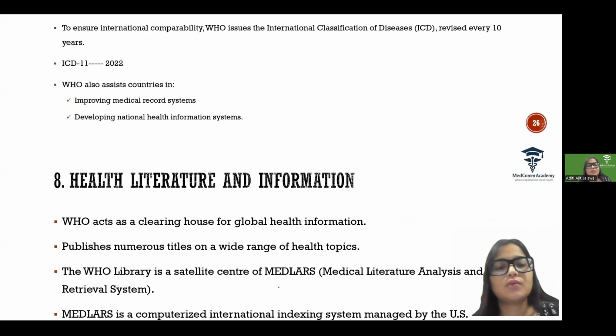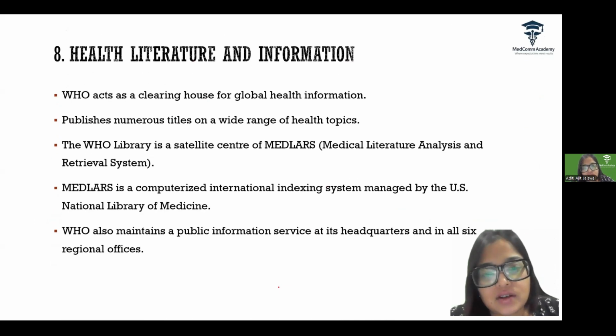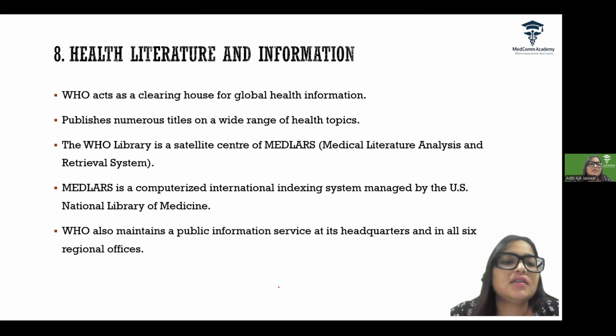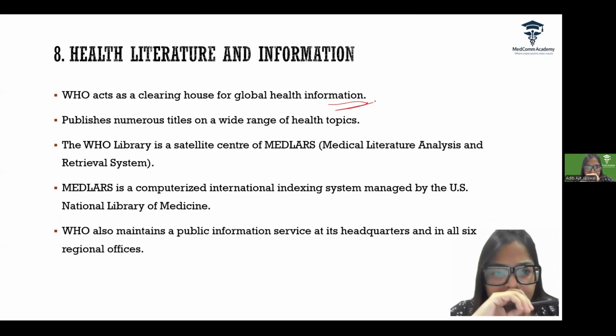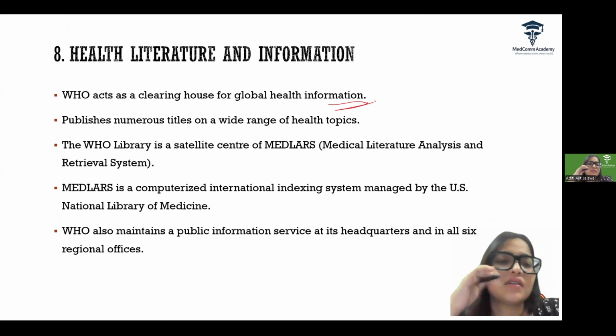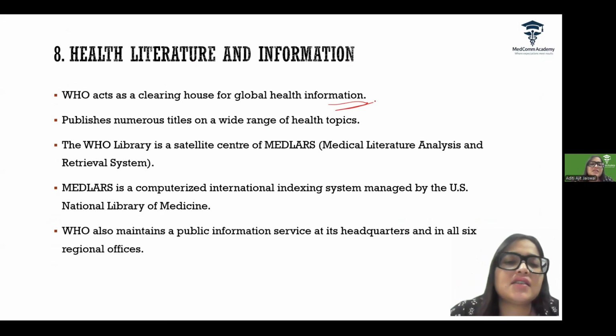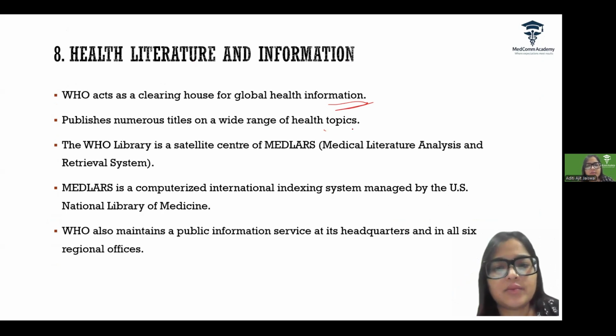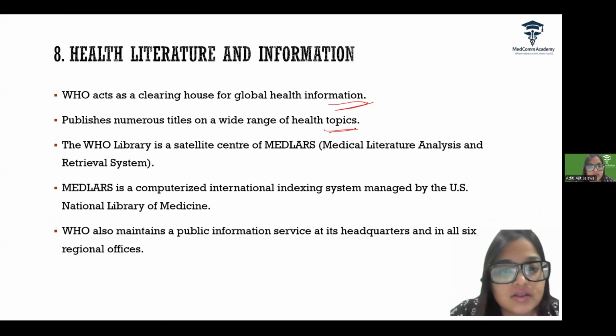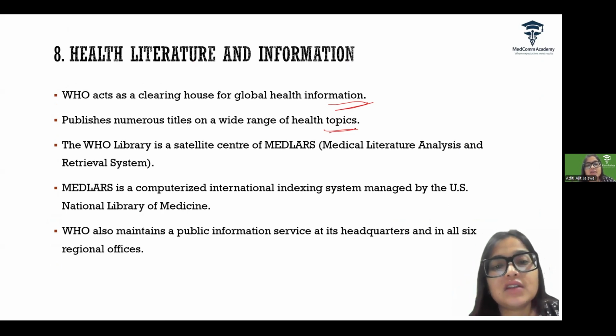Health statistics. Next, health literature and information. Basically, WHO acts as a clearinghouse for global health information. As I was saying, it publishes numerous titles and papers on various health topics. It has many of its own journals. It also has many region-based journals.